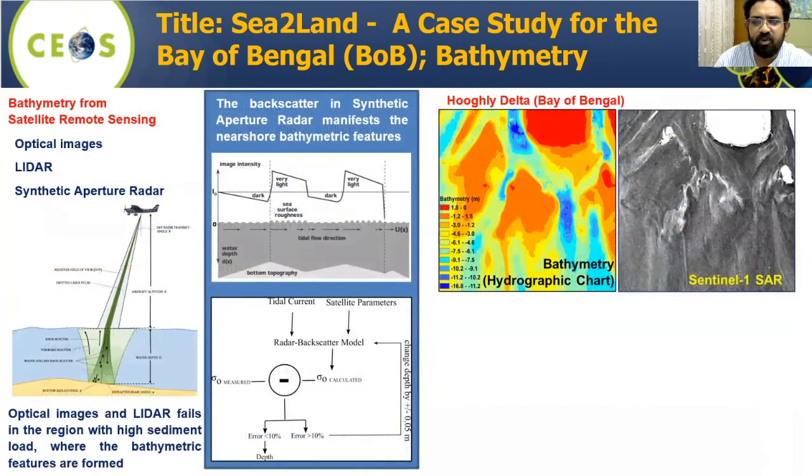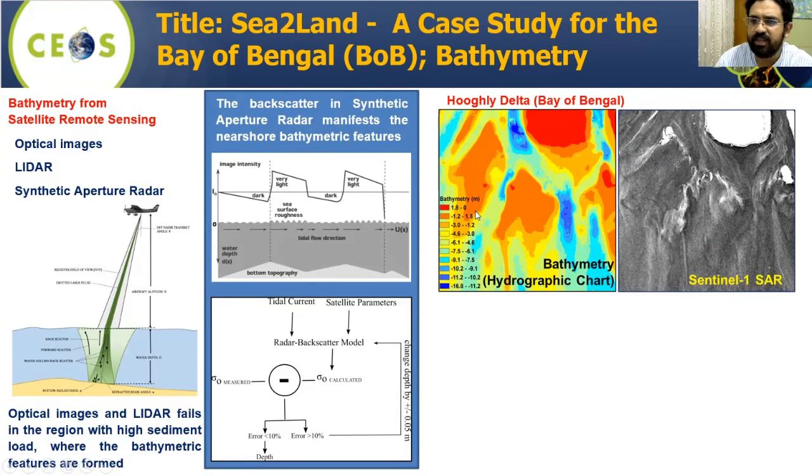There are various remote sensing techniques to derive coastal bathymetry. Basically, optical images and LiDAR are the techniques used to estimate coastal bathymetry. But along regions with high sediment input from rivers, optical and LiDAR fail as the turbidity prevents light penetration. While synthetic aperture radar sees the manifestation of the surface flow due to the change in the bottom topography. As the slope changes, the sea surface roughness changes, which induces a change in the backscatter, which results in a pattern on the SAR images.